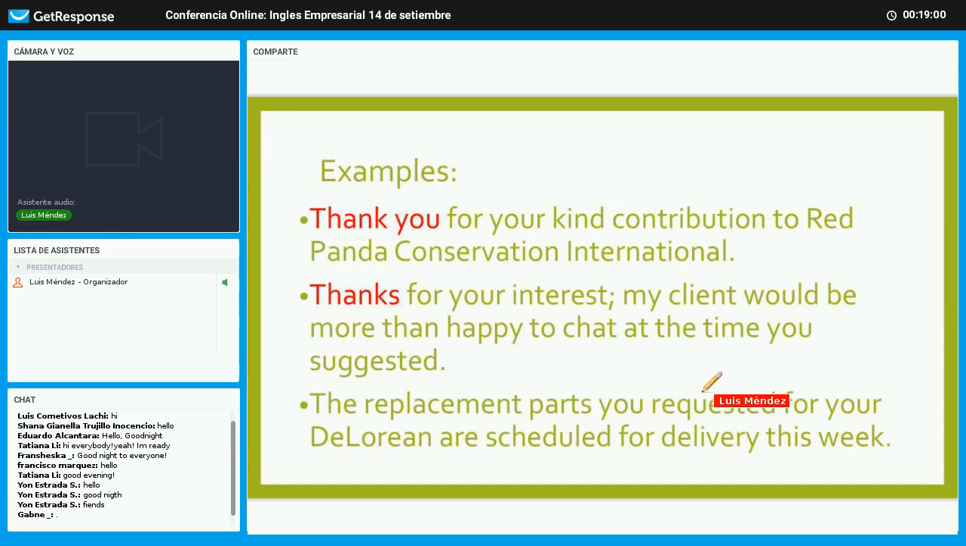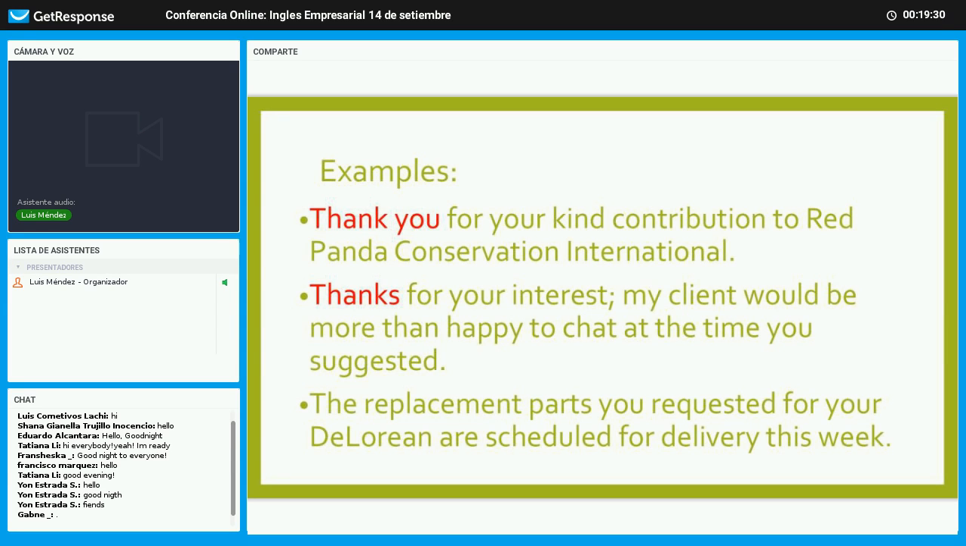Or you can say, the replacement parts you requested for your DeLorean are scheduled for delivery this week. So you open up with these things, with the pending issues. So you tell this person about what you were discussing before. This is important. This is key when you are starting.